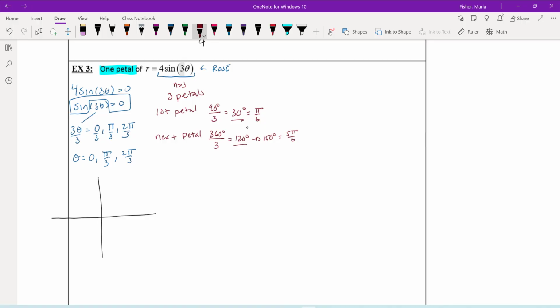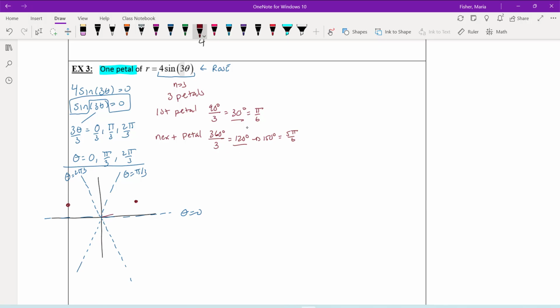So just to draw all this in, making it a little easier for us. So first draw in those tangents at the pole. I'm going to draw them in kind of like asymptotes because they're not really part of the graph. So here's the tangent at the pole for theta equals 0. Here's the tangent at the pole for theta equals pi over 3. And here's the tangent at the pole for theta equals 2 pi over 3. Now I know that my first petal is at pi over 6 or 30 degrees. That's going to be right here. And my next petal is at 5 pi over 6. That's going to be over here. I know I have 3 petals.